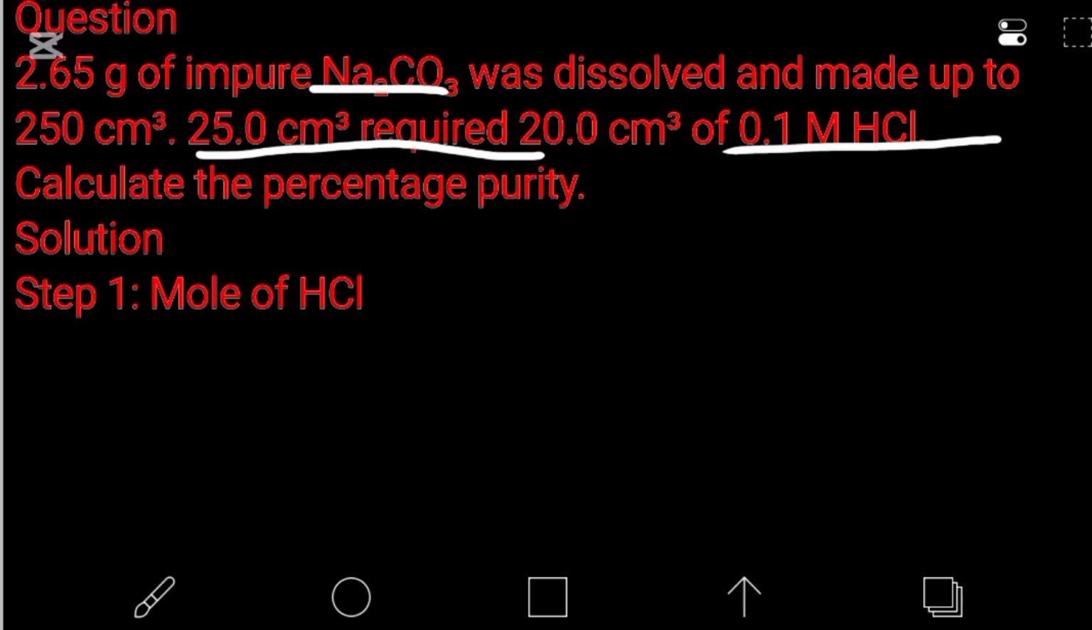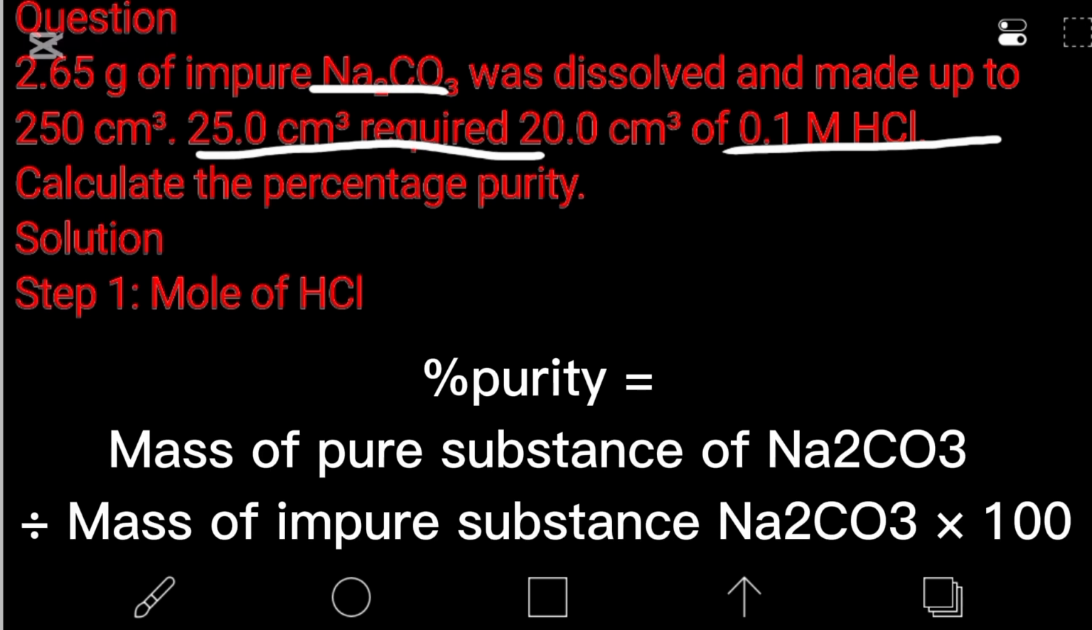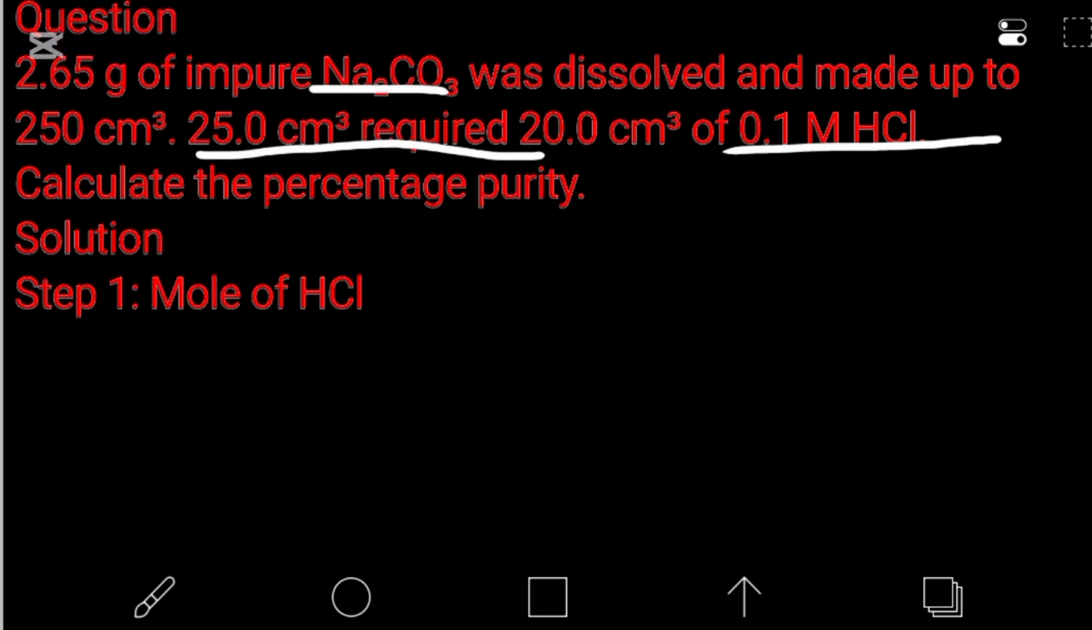What is the formula of calculating percentage purity? The formula of calculating percentage purity is equal to mass of pure substance of sodium carbonate all over mass of impure substance times 100. So we cannot go directly. We have our impure mass here, but we don't have our pure mass. So this will lead us to follow some steps before we arrive at the formula I just said.